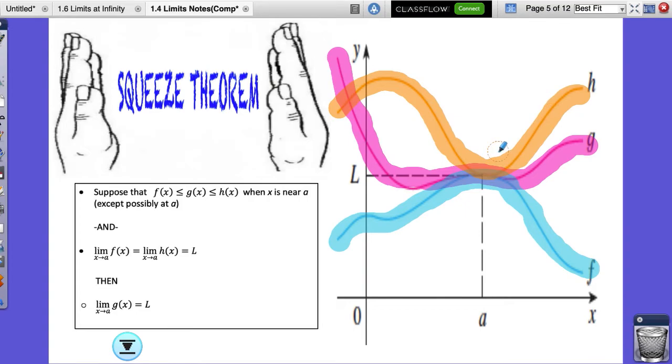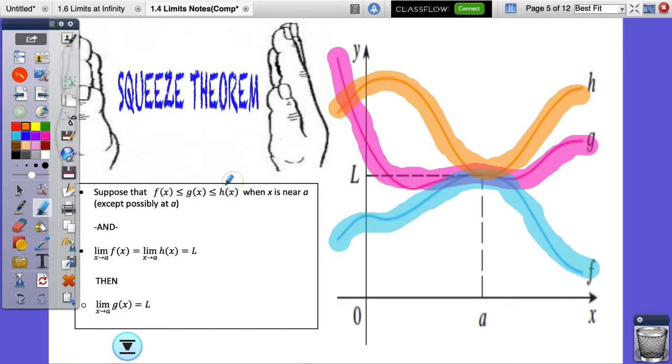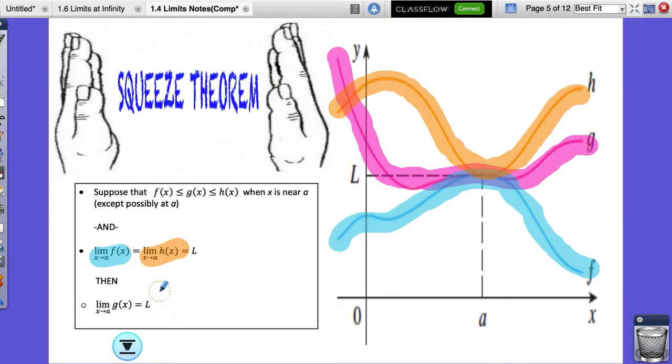If I can find a top and a bottom, and I also know that the limit of the bottom part at that point is the same as the limit of the top part at that point, then I know that the limit of the function that I can't find the limit of has to be the same number. We're squeezing it in, or sandwiching it.